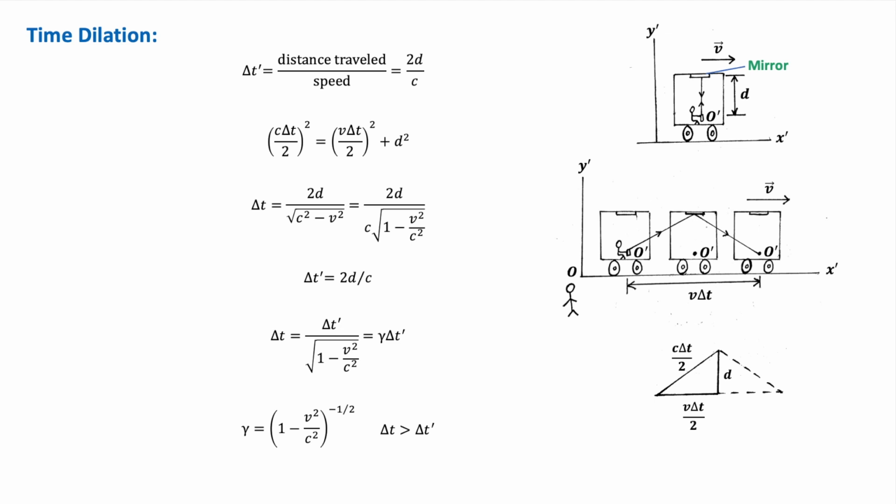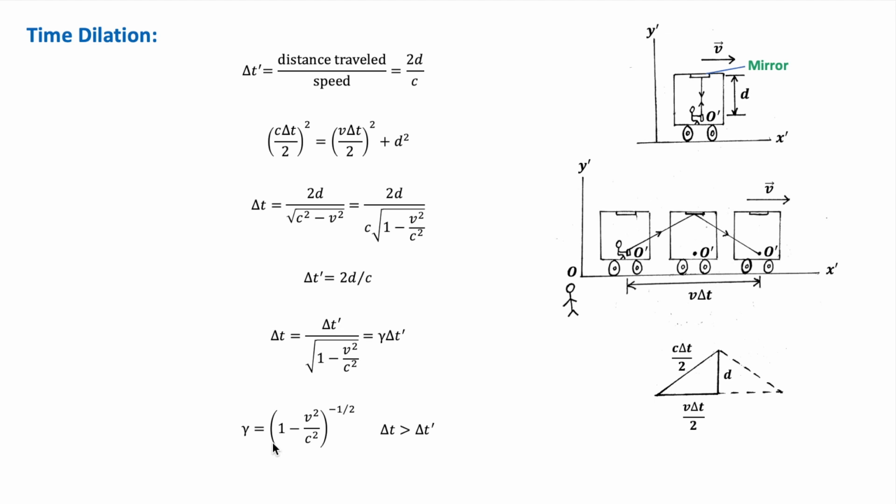Using the Pythagorean theorem, you can see that (c delta t over 2) squared is equal to (v delta t over 2) squared plus d squared. And so delta t is equal to 2d over c times 1 over the square root of 1 minus v squared over c squared. Because delta t' is equal to 2d over c, delta t is equal to delta t' times gamma, where this expression is equal to gamma.